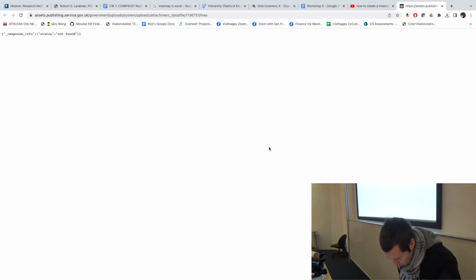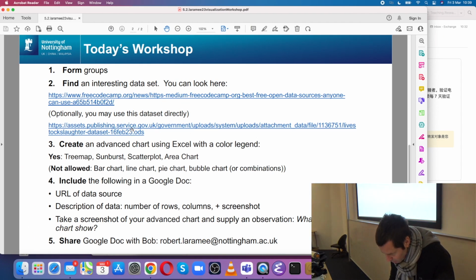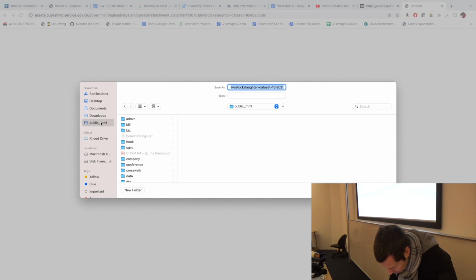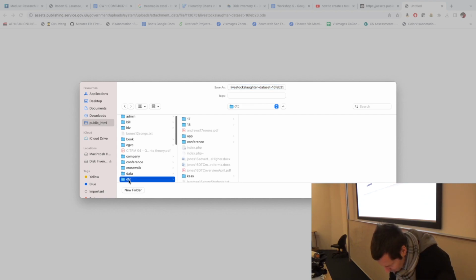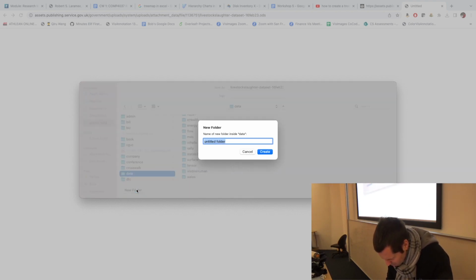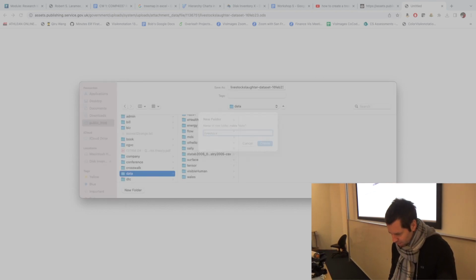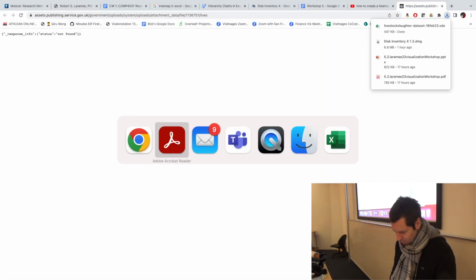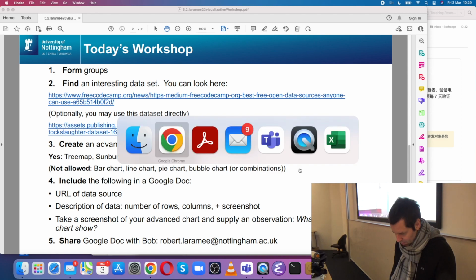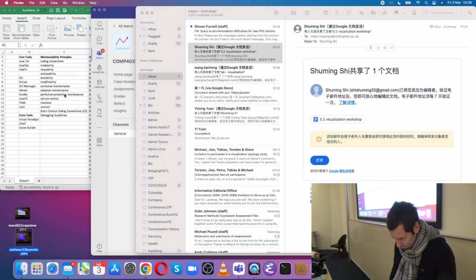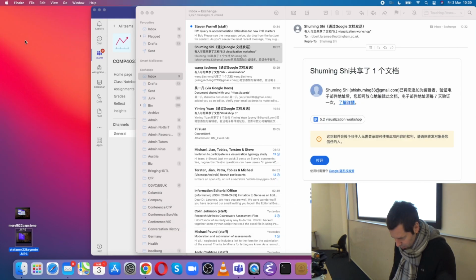Oh, that's funny. Okay. I'm getting an error message with my own data. Oh, there it is. Okay. Where's my folder?